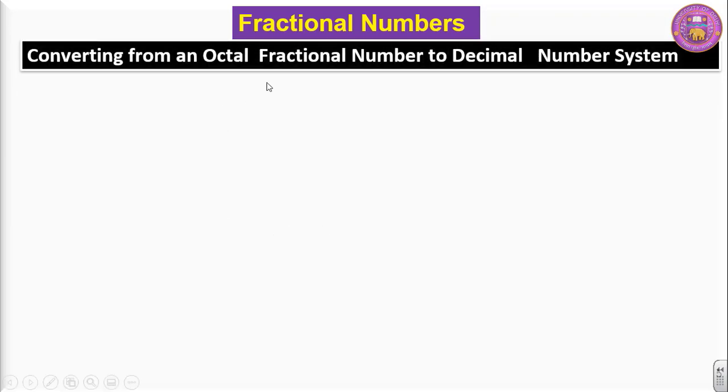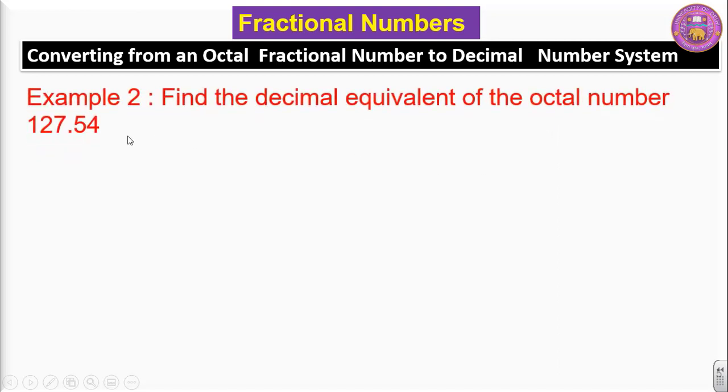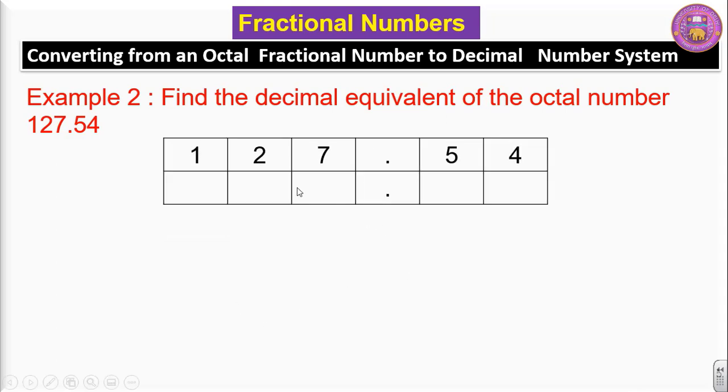Here we will convert octal fractional number to decimal number system. The octal fractional number is 127.54. Remember that this is octal number. We want to convert it into decimal number system. So 8 raised to power minus 2, 8 raised to power minus 1, 8 raised to power 0, 8 raised to power 1, 8 raised to power 2. Let's solve it.